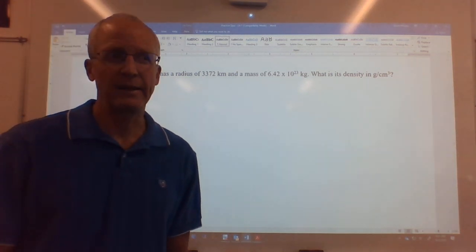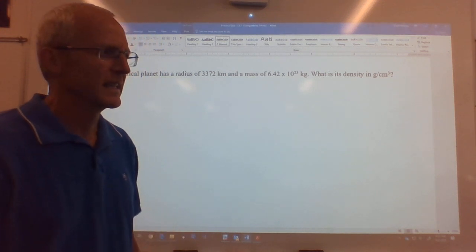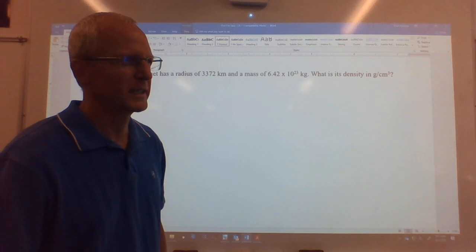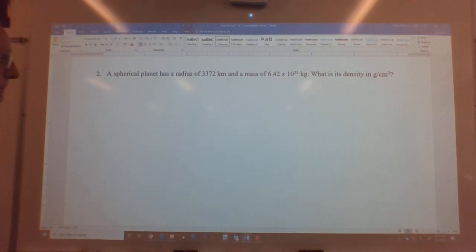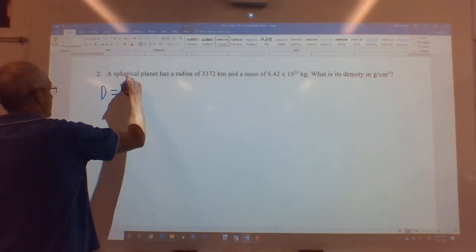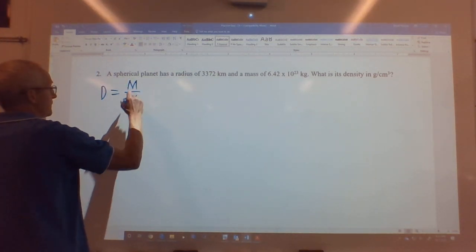It's pretty dense, 11. The densest thing on Earth is a little over 20. So over 20 grams per centimeter cubed doesn't really happen that much. Okay, so we want to know the density. We know that density is mass divided by volume.